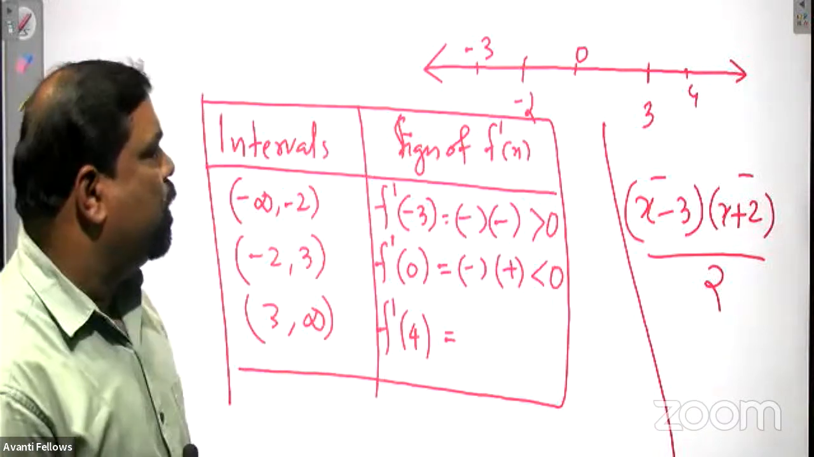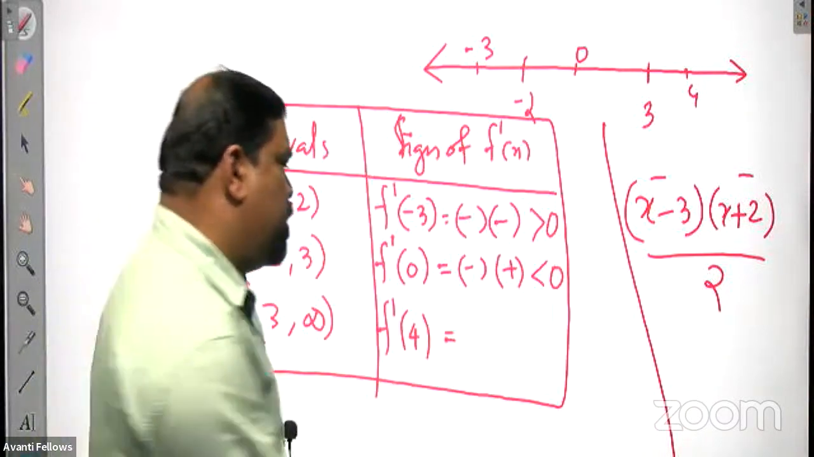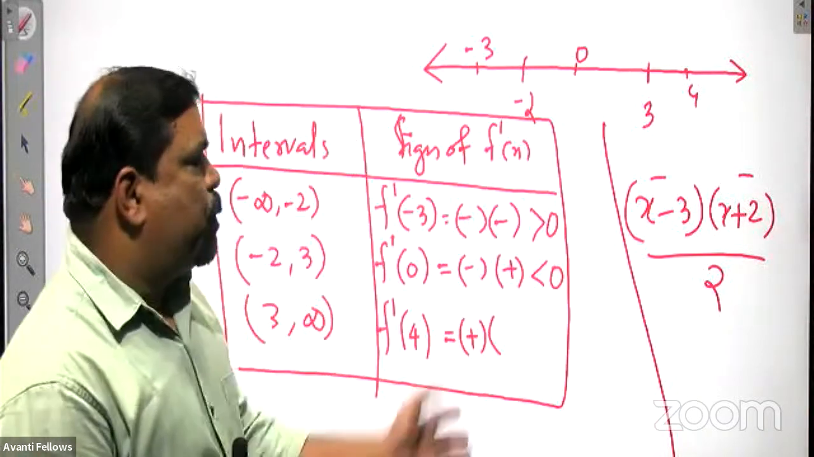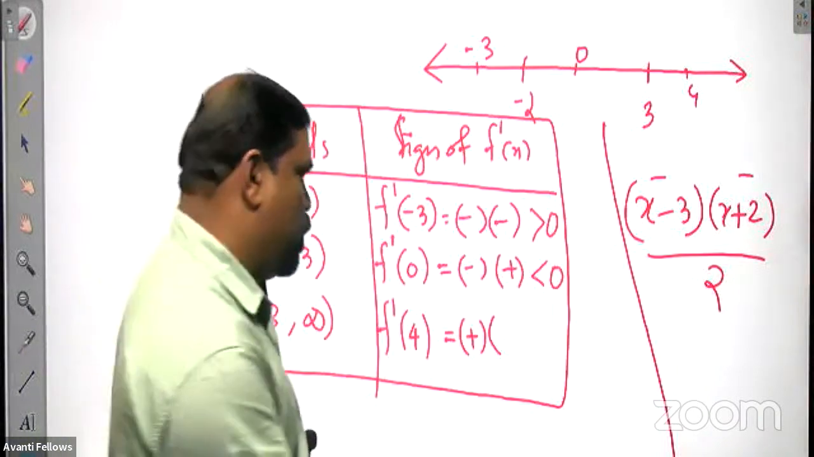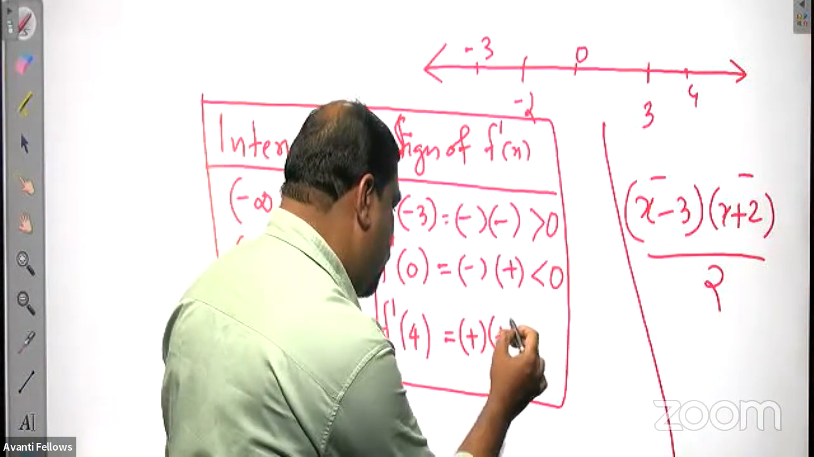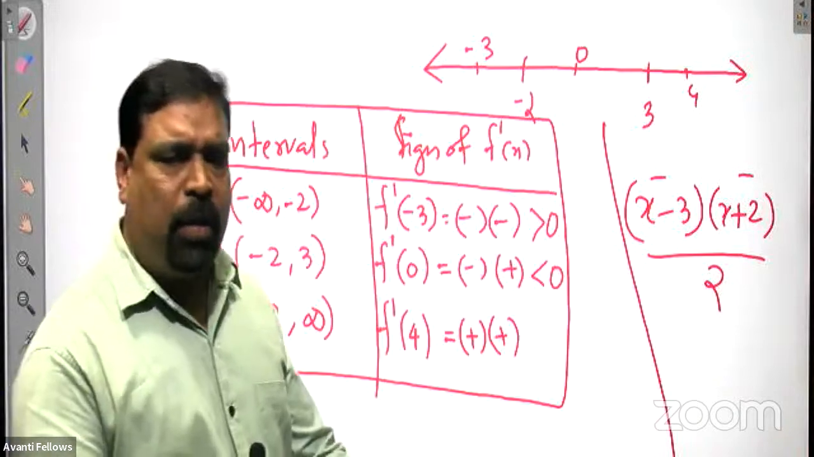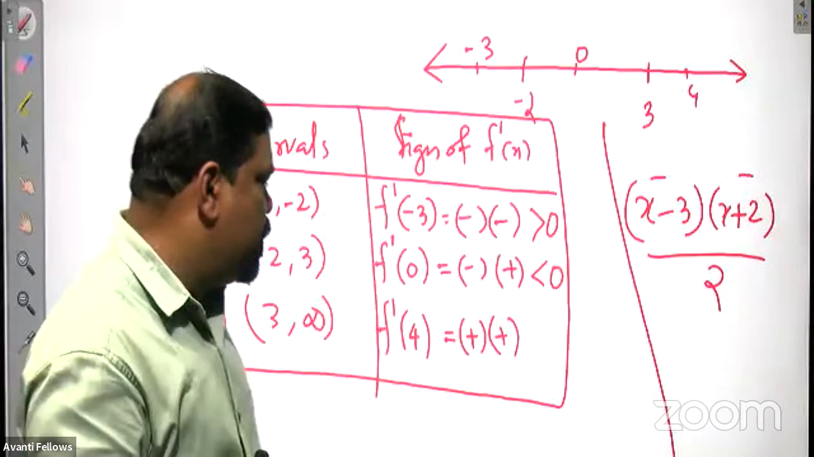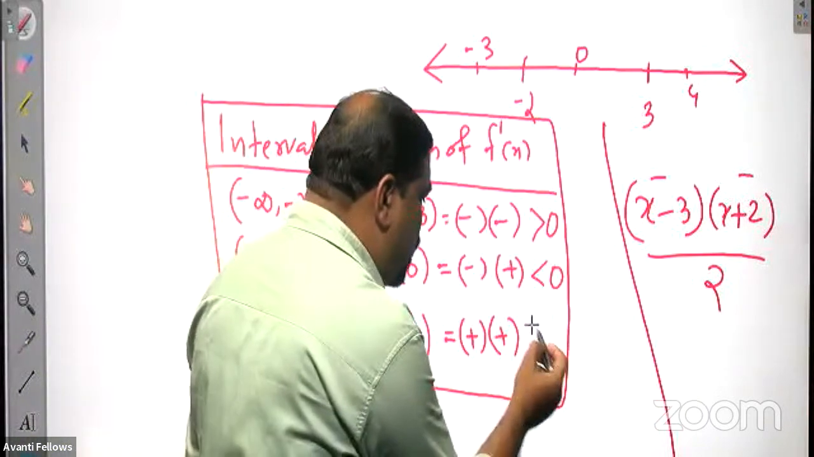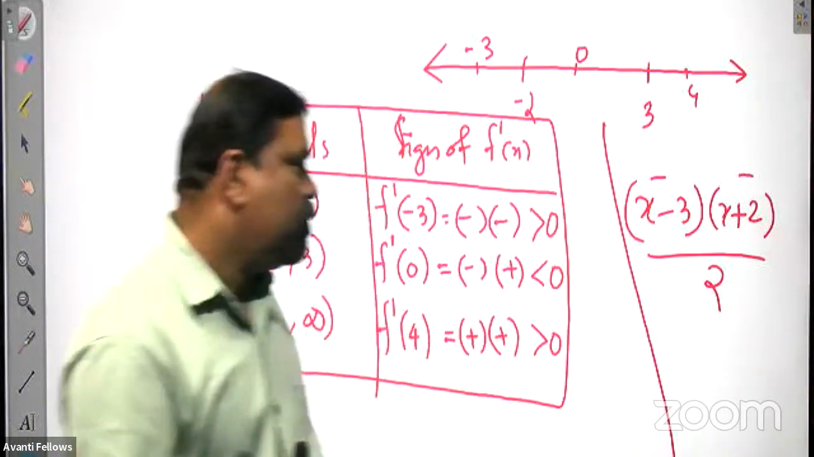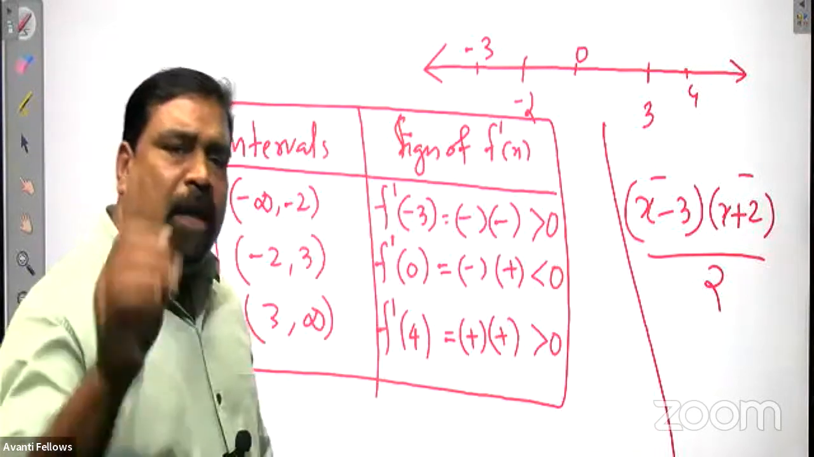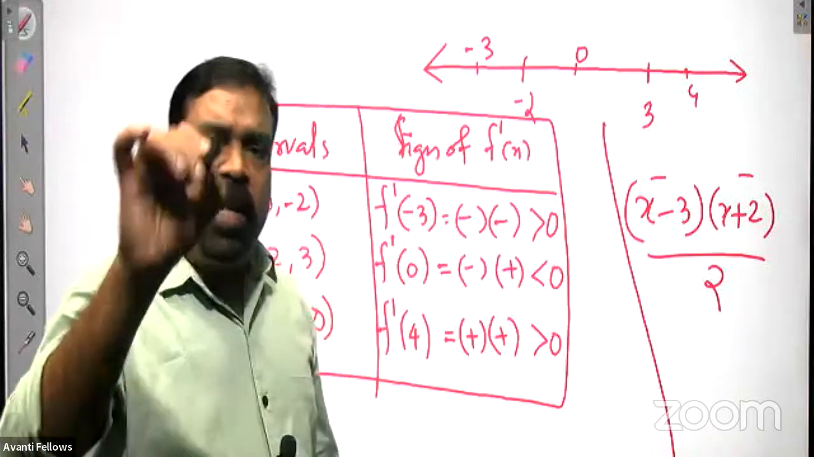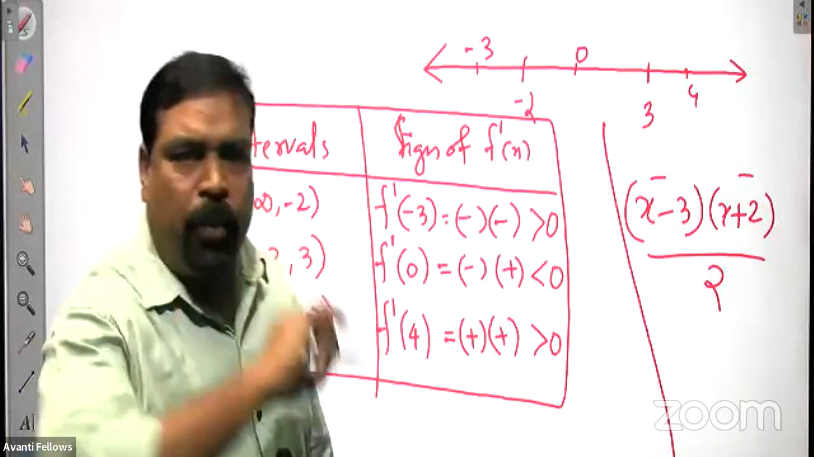So what is the sign then? x minus 3 means 4 minus 3. 4 minus 3 is positive very clearly. x plus 2, 4 plus 2, that is also positive. We don't record the exact value. We only need to check the sign. So positive into positive will give a positive. So we have identified each interval, and in each interval we have checked the sign of the derivative also.